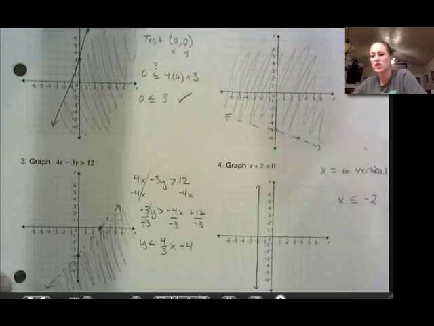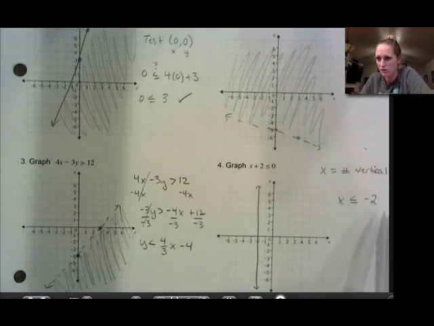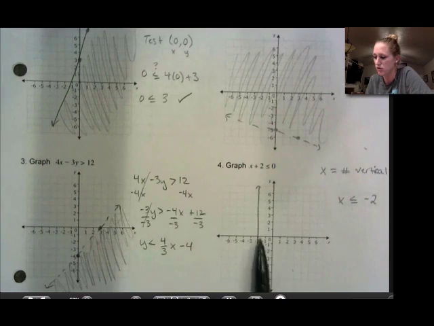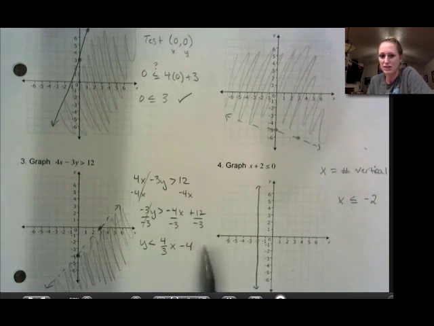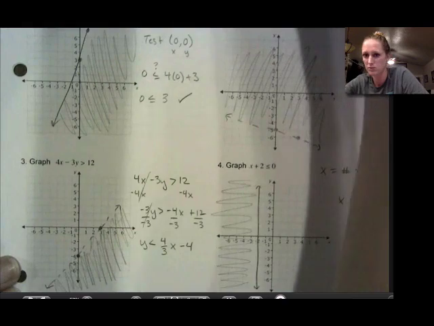And now, instead of shading above or below, we're going to shade left or right. So this is x is less than or equal to -2. So where the x is smaller than -2, well, that's going to be left on the x-axis. So we are going to shade on the left side. So that's kind of a unique one. When we didn't have a y, we're dealing with a vertical line in that situation.